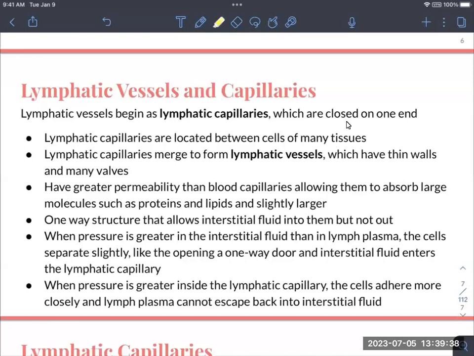The big difference is they're extremely permeable, which means large molecules can actually go right through that lymphatic vessel inside and travel within that lymph fluid. So proteins, lipids, and even things slightly larger than that, because proteins are long chains of amino acids. These long chains of amino acids can get right through the lymphatic vessel and travel where it needs to in the body.